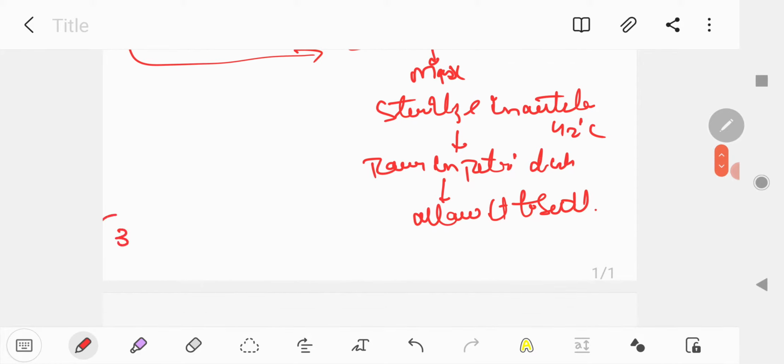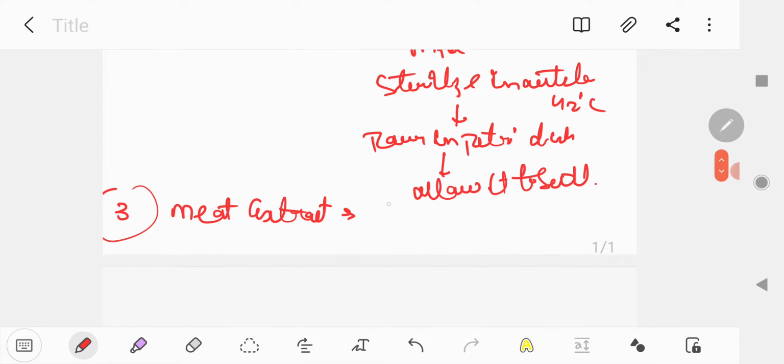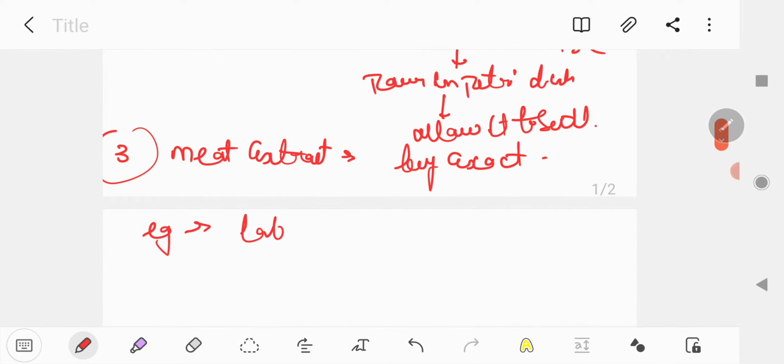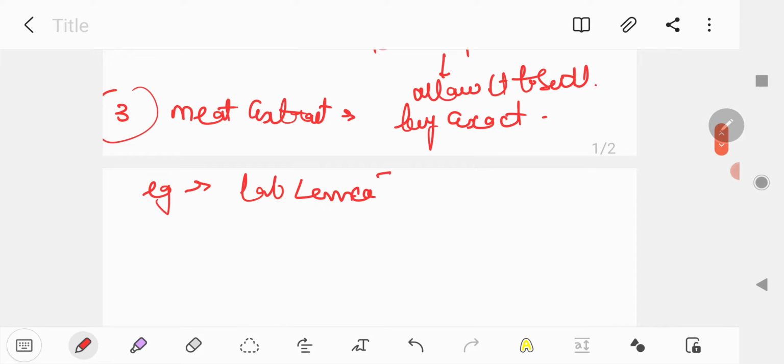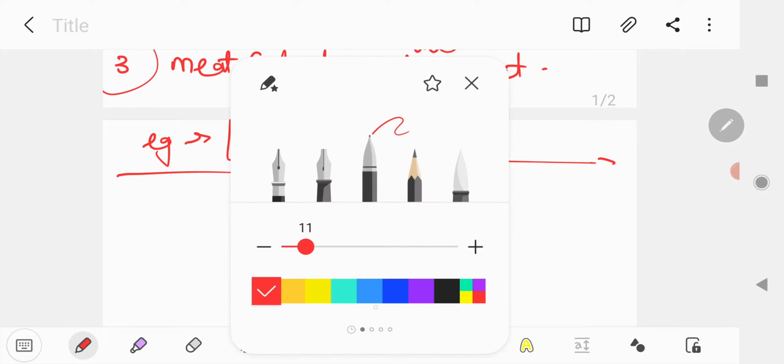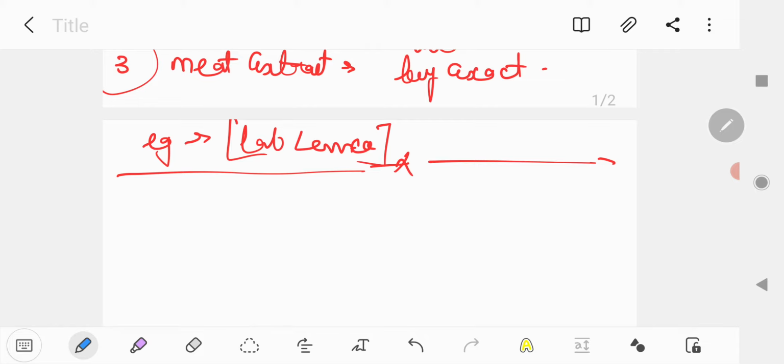And third one is the meat extract. Meat extract is another way in which we can grow organism. So first is the beef extract, the main. The example of this is the lab-lemco. Okay, and yeast extract is also there. So you can take both basically for the preparation. Okay, so in the third category we can discuss about the basal media.